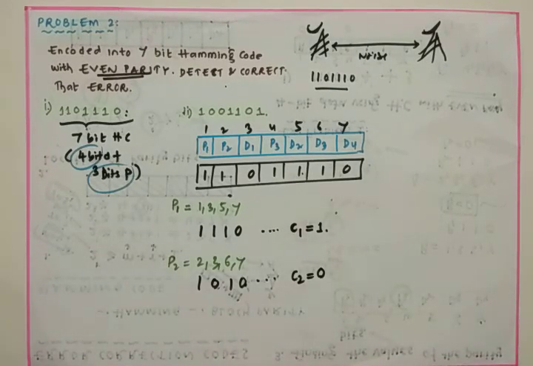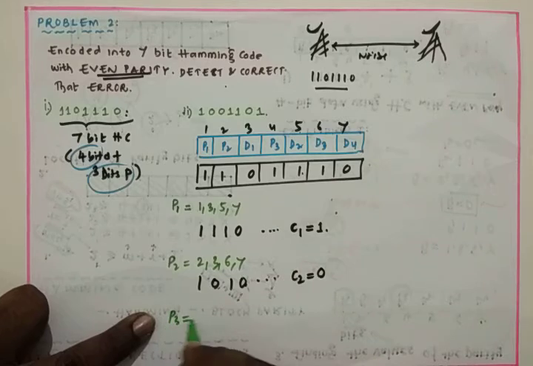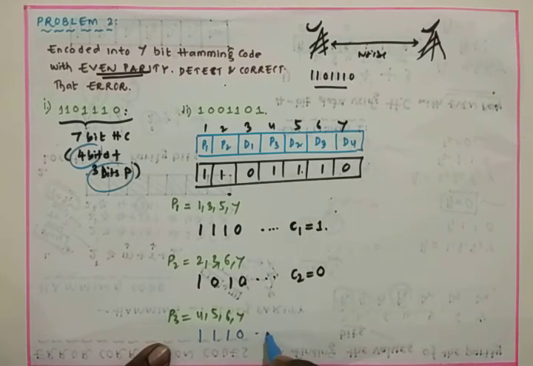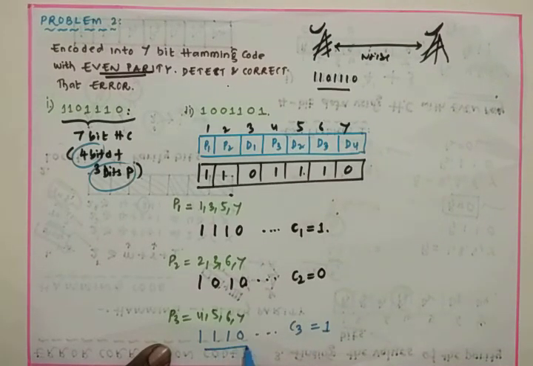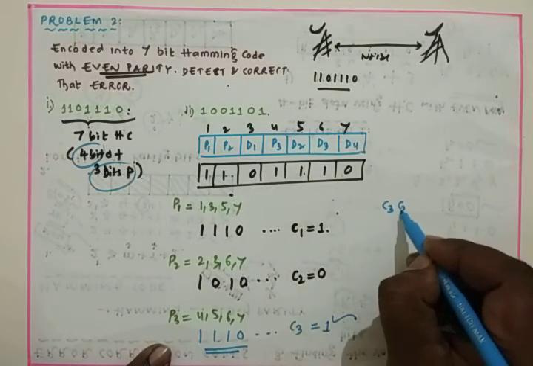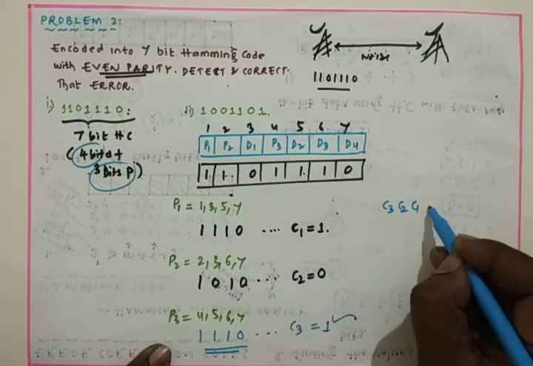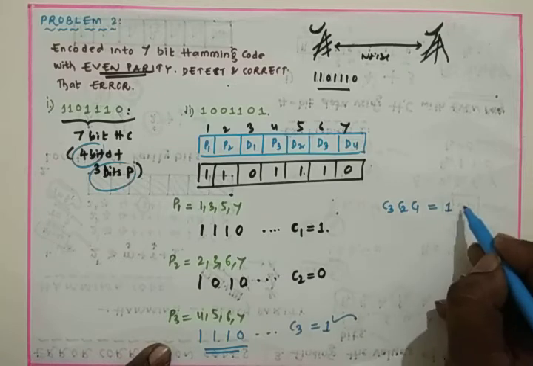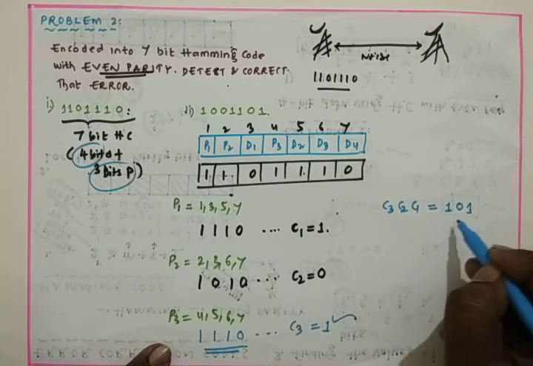P3 is nothing but 4 5 6 7 only. What is 4? 4 is 1, 5 is 1, 6 is 1 and 7 is 0. This means 1 1 1 and 0. Then C3 will be 1; then only it satisfies the even parity. Here 3 ones are there; by using one more 1, that will satisfy the even parity. Then write C3, C2 and C1. C3 is 1, C2 is 0, and C1 is also 1.